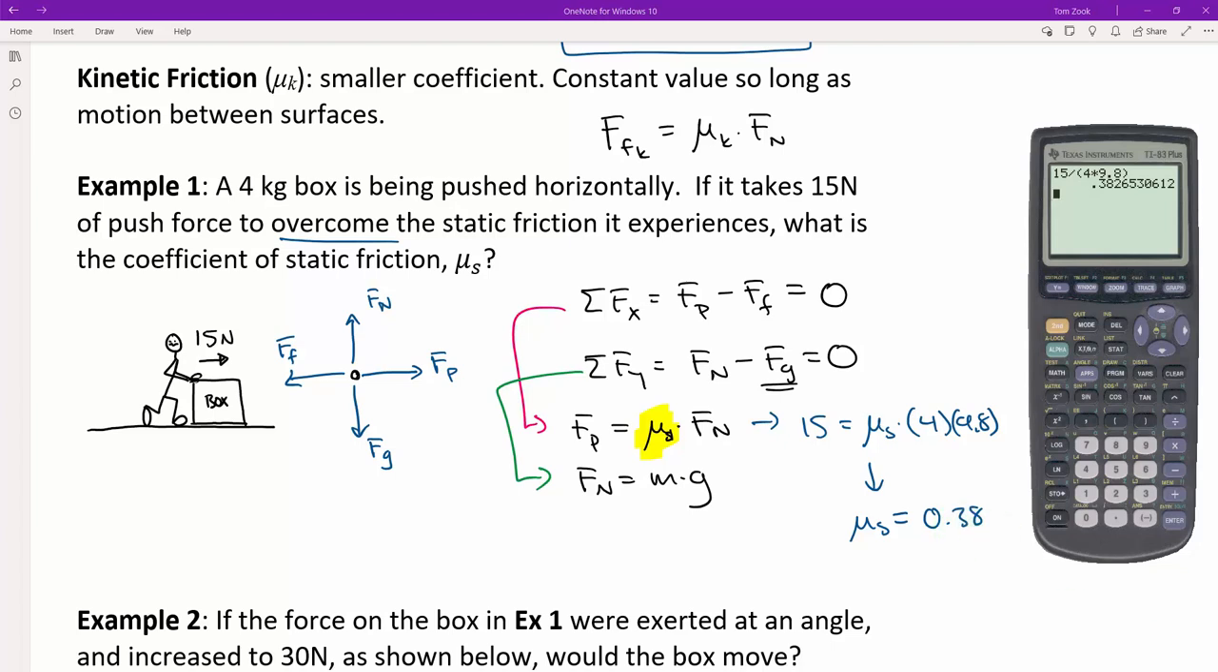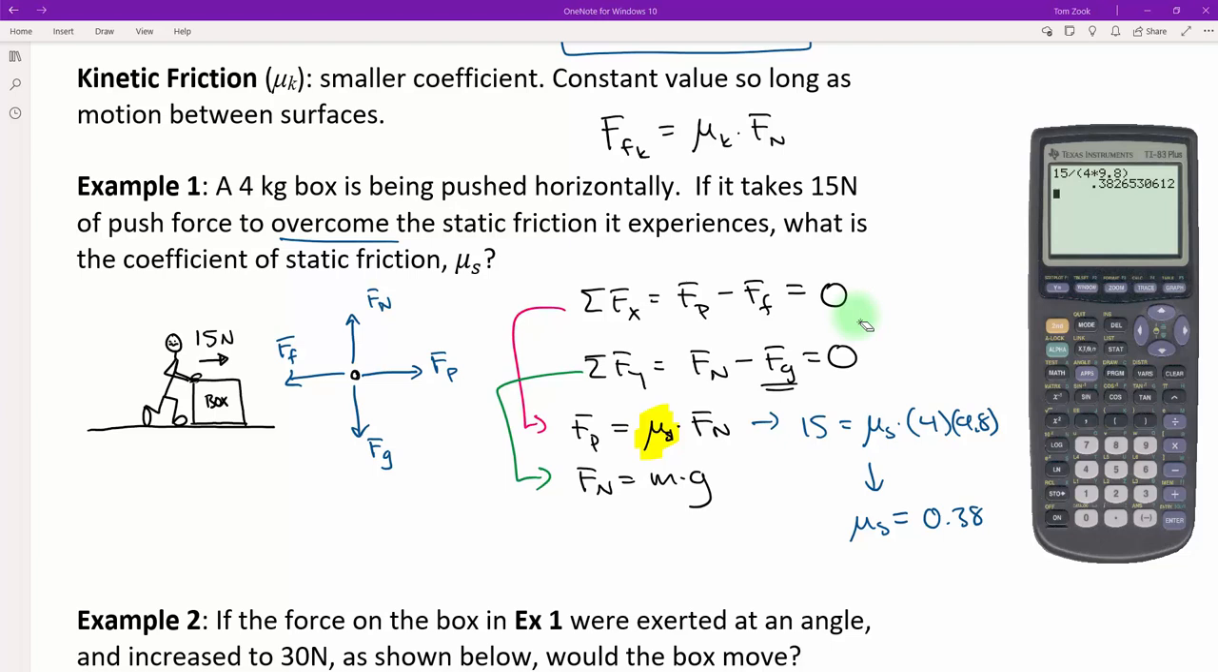Now, of course, this is where I'm just pushing enough to break static friction. If I were to push harder, I would definitely not have 0 net force. I would have to say, well, I know that this was limiting at 15. If I push with more, I should have an m times a there, and I'd have to figure out what the acceleration is, which is what we're going to be doing in the next problems.